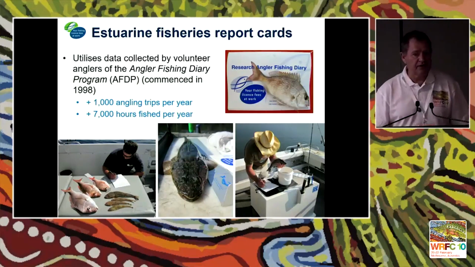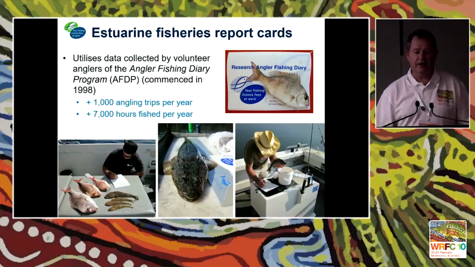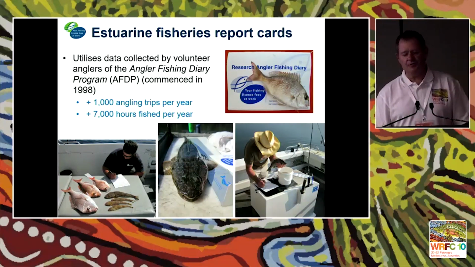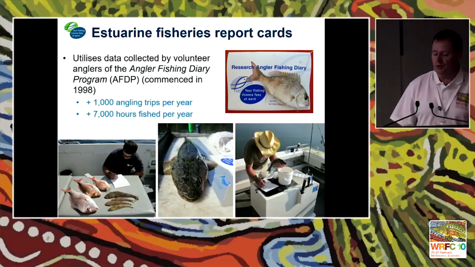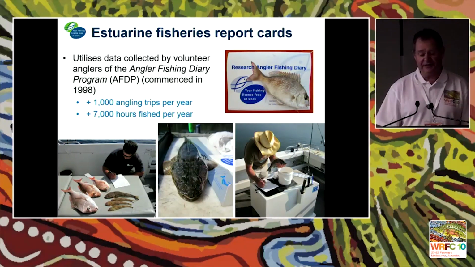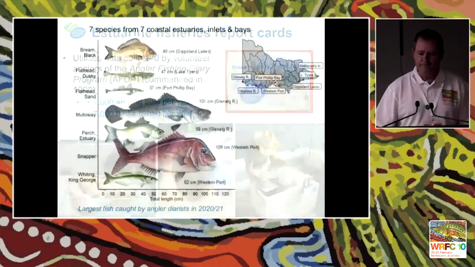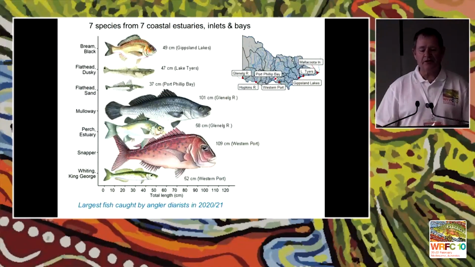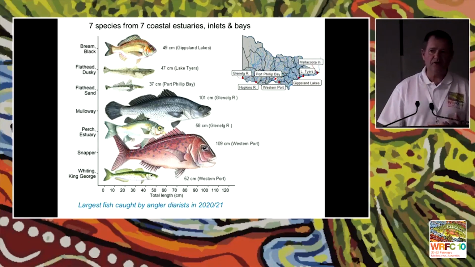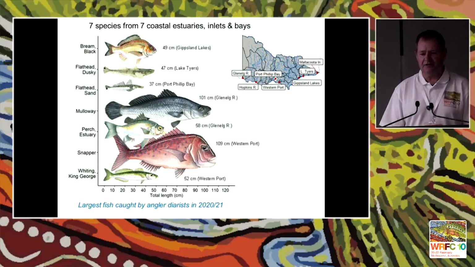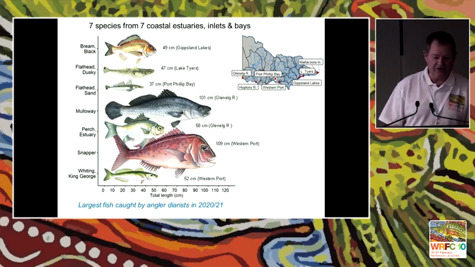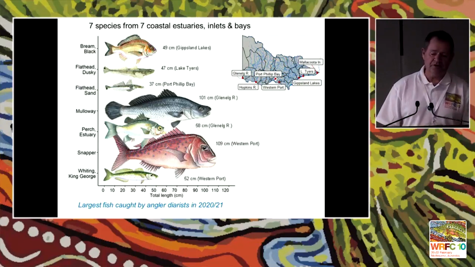The next batch of report cards that we've since done have used not electrofishing data, but angler data, and in this case we're using data from the Angler Diary fishing program, and that commenced in fisheries in Victoria back in 1998. It involves in excess of 1,000 angler trips a year and 7,000 hours of fishing per year. So it's quite a large and substantial database. We cover 7 species, and this is mostly around our coastal waters. So some of our most important recreational species in Victoria. And this graph here just shows those species and the largest fish that were caught in the 2021 season.